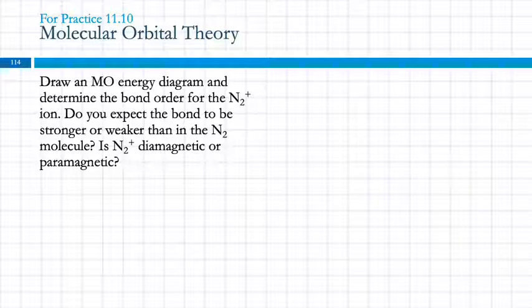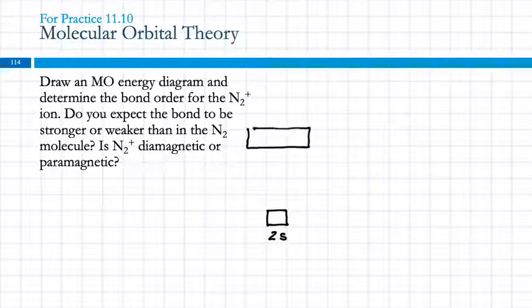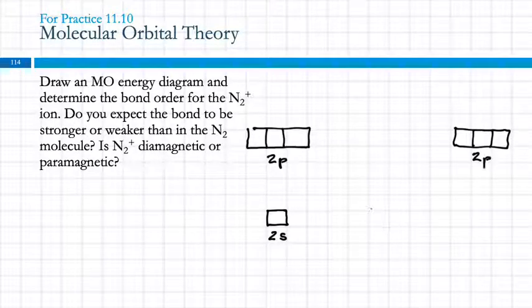Draw a molecular orbital energy diagram and determine the bond order for the N2 plus ion. And then there's a bunch of questions. Okay, well, let's try to do this. So for nitrogen, our valence electrons are in the second level, right? So we're going to have 2s orbitals and 2p orbitals. So I'm first going to just draw some boxes to represent nitrogen's atomic orbitals. So it's got p orbitals there. And this other nitrogen has some p orbitals and an s orbital.